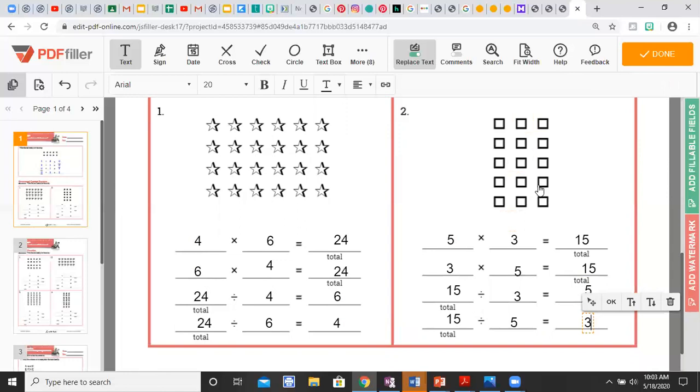And then 15 divided by 5, here's 1 group, 2 groups, 3 groups, 4 groups, and 5 groups. And in each group, we have 1, 2, 3. So that's how we get 15 divided by 5 will equal 3. Once again, every number sentence needs to have the same 3 numbers in it, okay, for the multiplication and for the division.